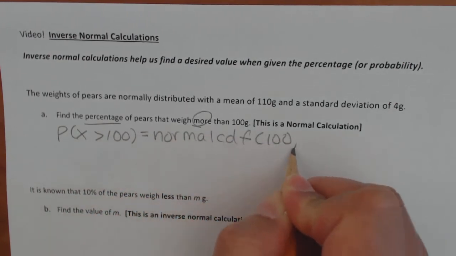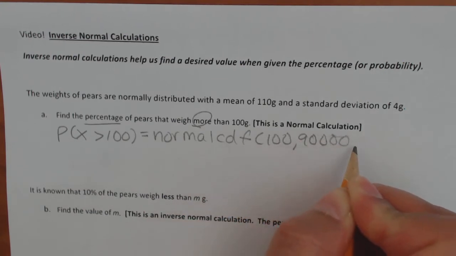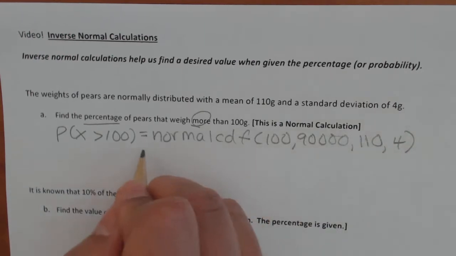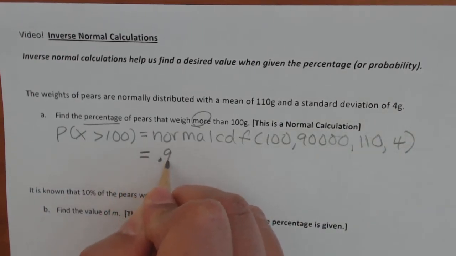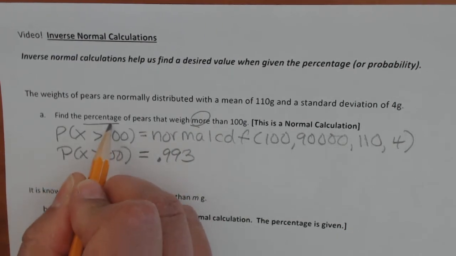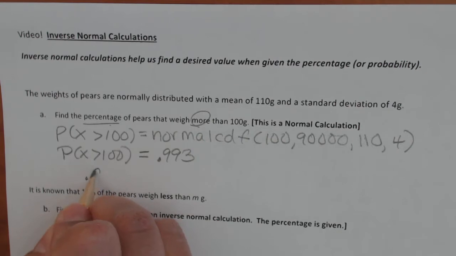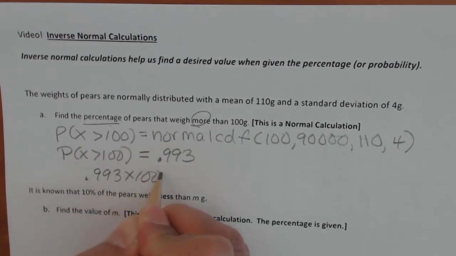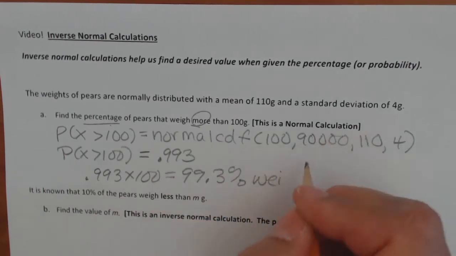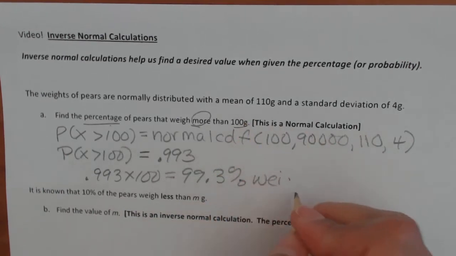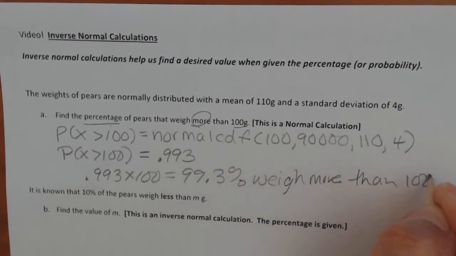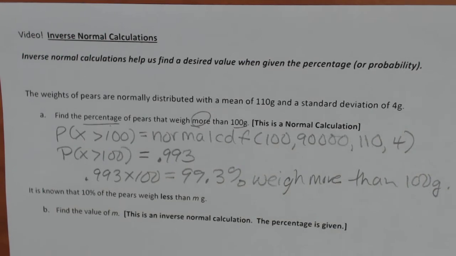We put in the value they give us. It's more than, so we put the positive 90,000. We put in our mean and our standard deviation into our calculator, and we're going to get 0.993. Now this is the probability. They don't want the probability. They actually want the percentage. That's why I underlined it. To change it into a percentage, remember you just multiply by 100 and you get 99.3%, more than 100 grams. There you go, nice little sentence at the end.